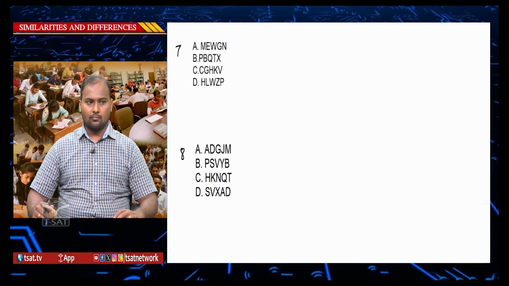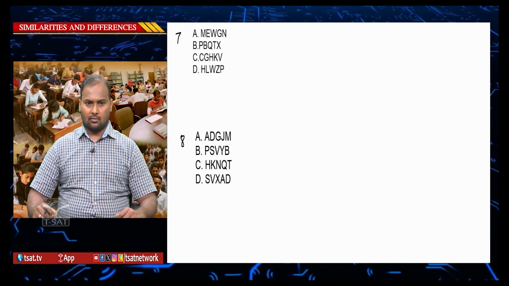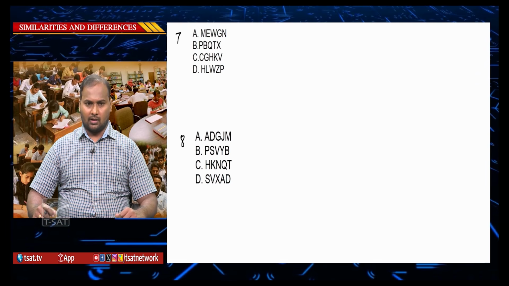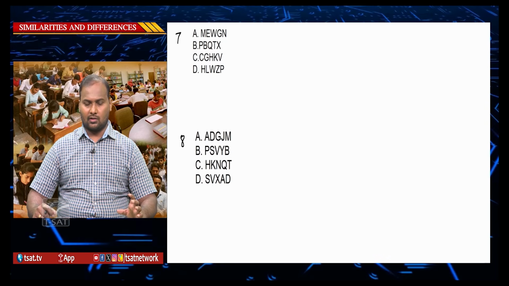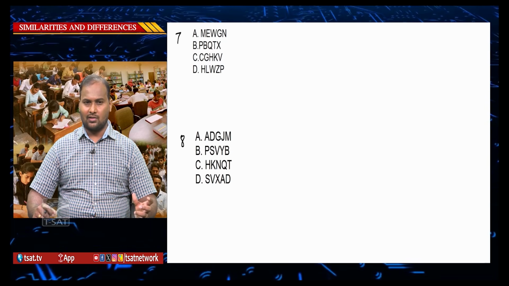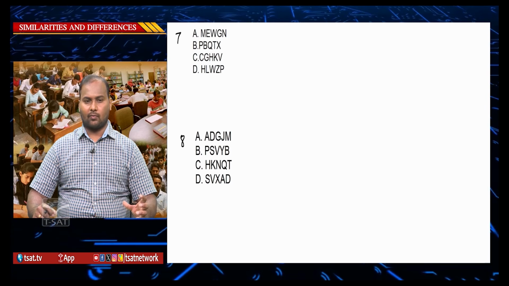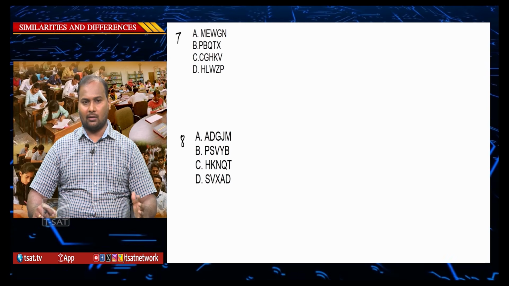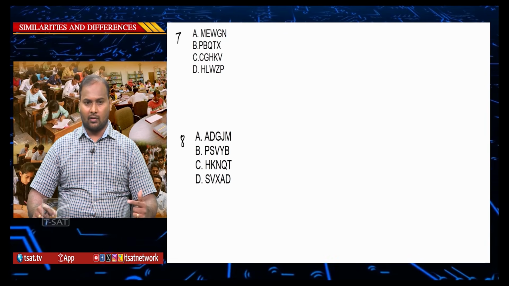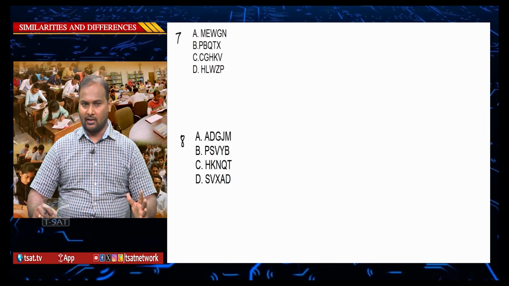Let's see this next question. In this question, there are 4 options like M, E, W, G, N. The moment you see the question, try to see the range of these letters. M to E, is there any range? M is 13, E is 5, so it is decreasing by 8. And E to W, E is 5, W is 23, again increase. Again W to G, again decrease. G to N, again increase, right?